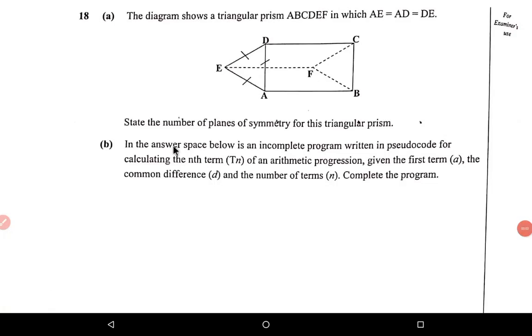So we continue with 2024 mathematics paper 1. That was GCE, and we are looking at this particular page.